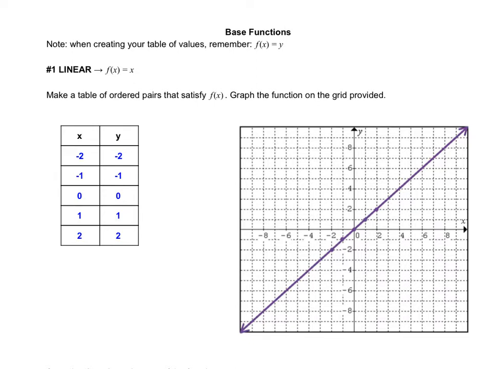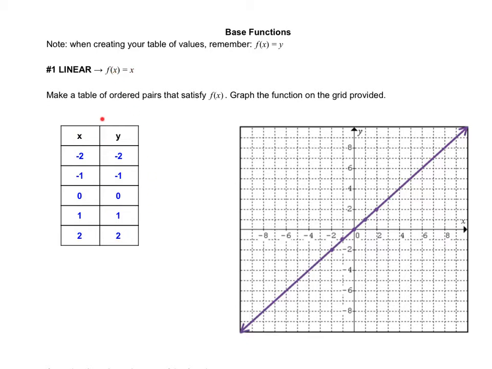So the first function we're going to look at is the grade 9 linear function, which is just y equals x, or in function notation, f(x) equals x. So if you look at the table of values, I've picked x values from -2 to 2, which is pretty standard. And when in doubt, use these values so that way you get a nice range of negative and positive values. And because our function just tells us that whatever x is, that is what y will be.